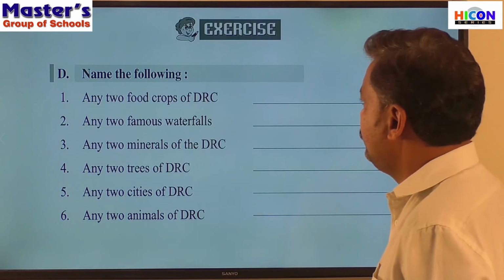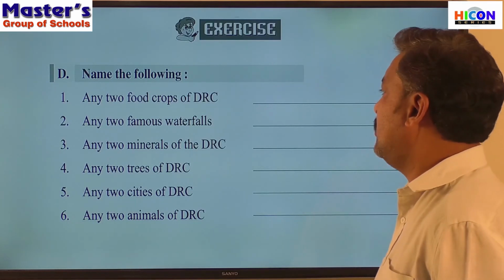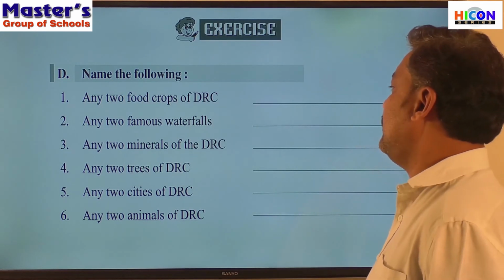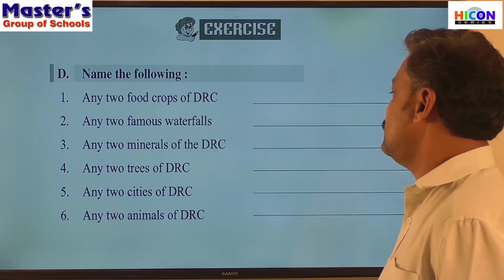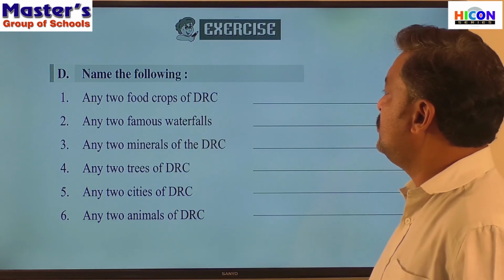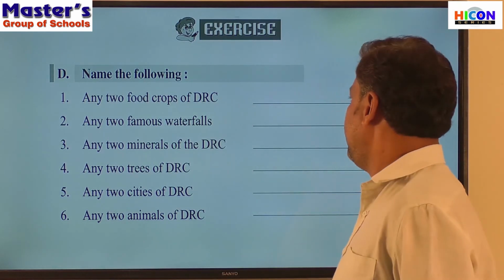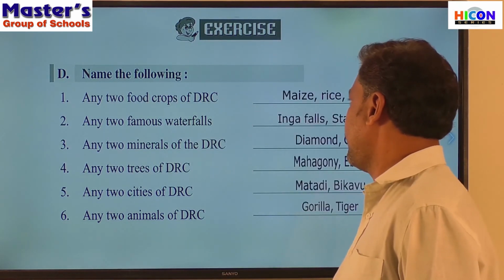Name the following. Any two food crops of DRC, any two famous waterfalls, any two minerals of DRC, any two trees, any two cities, any two animals. Right? So we need to name any two of these, and yes, we will do it with the answers.